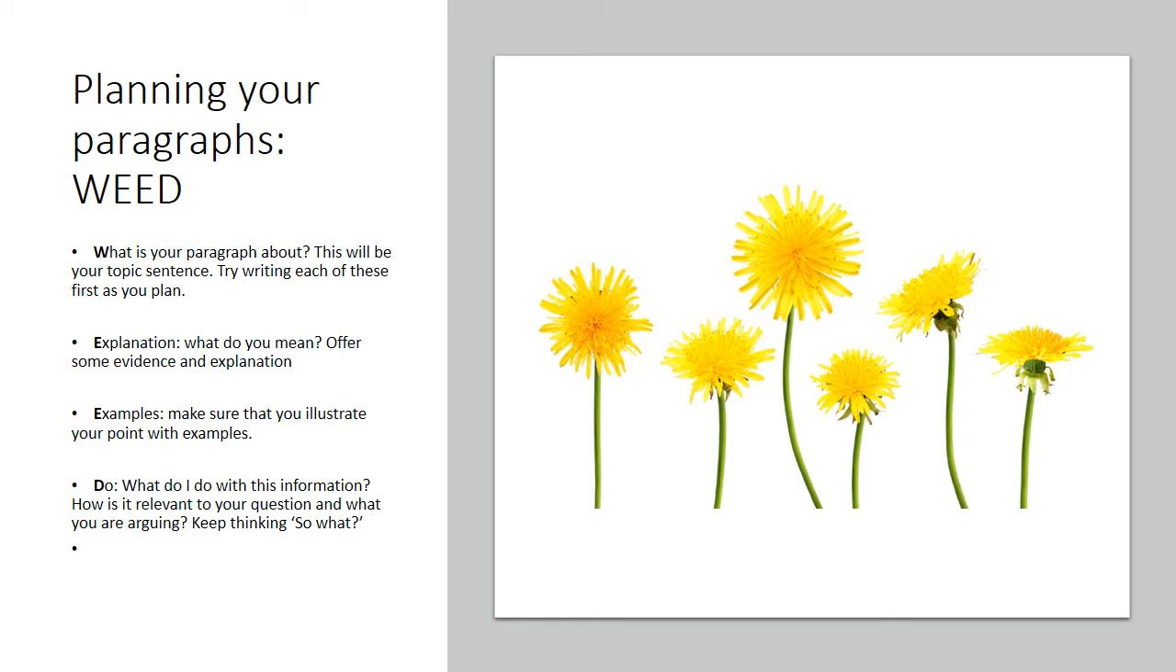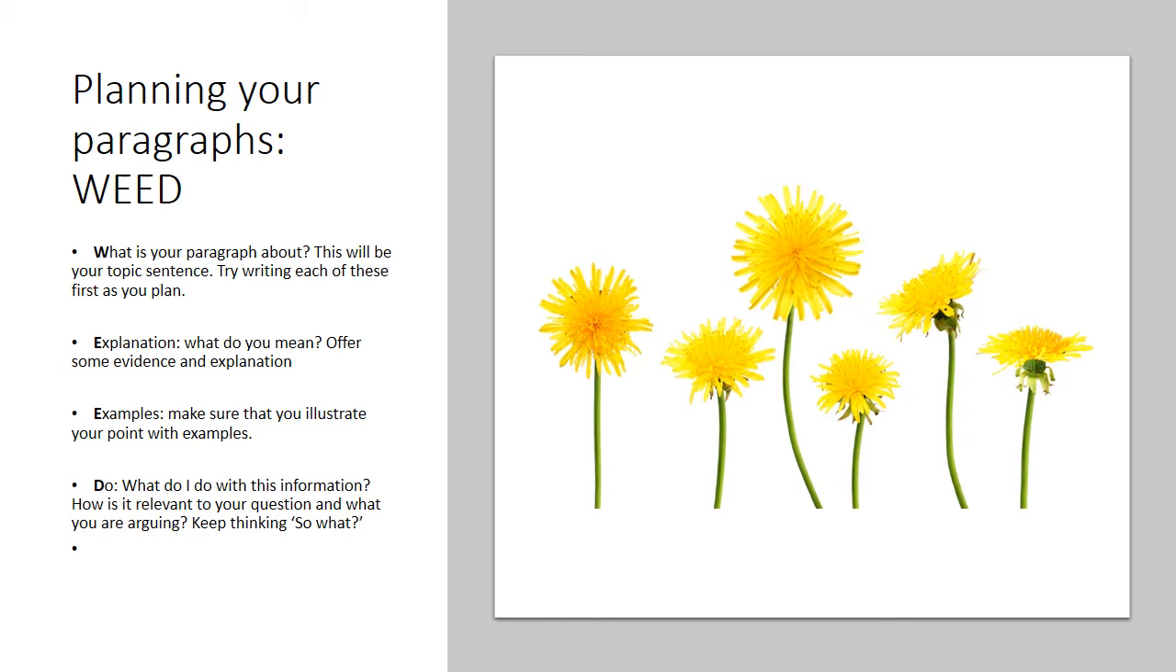So let's move on. We've got a big general plan. We know what we're going to put in our paragraphs. Now let's do weed, because weed paragraphing is a fantastic strategy to really make sure that your paragraphs are showing criticality and are focused scientific pieces of writing. Now, the weed paragraph structure is, as you can see, 4 parts.